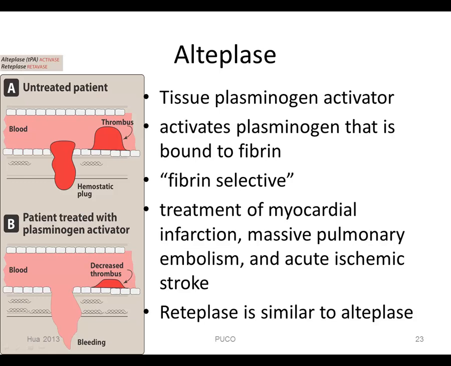Alteplase, formerly known as tissue plasminogen activator, is a serine protease that rapidly activates plasminogen that is bound to fibrin in a thrombus or a hemostatic plug. Alteplase is approved for treatment of myocardial infarction, massive pulmonary embolism, and acute ischemic stroke. Alteplase seems to be superior to streptokinase in dissolving older clots and ultimately may be approved for other applications.